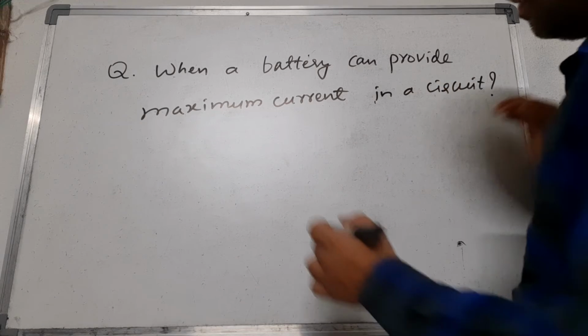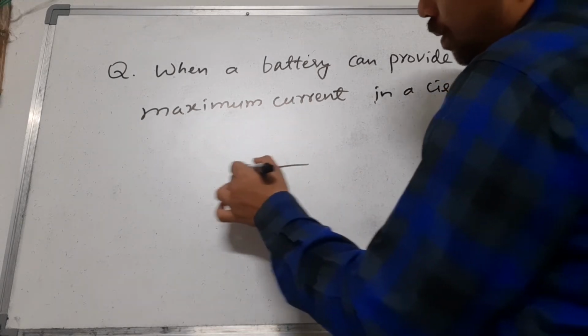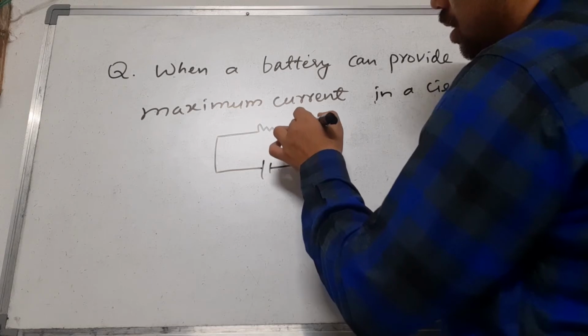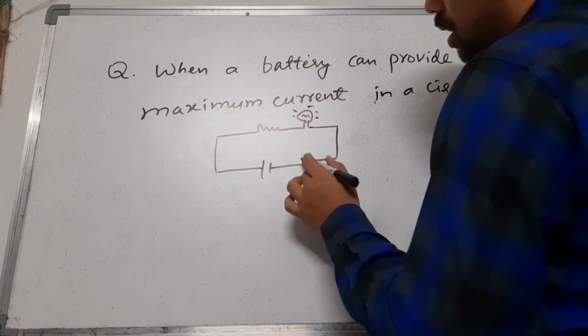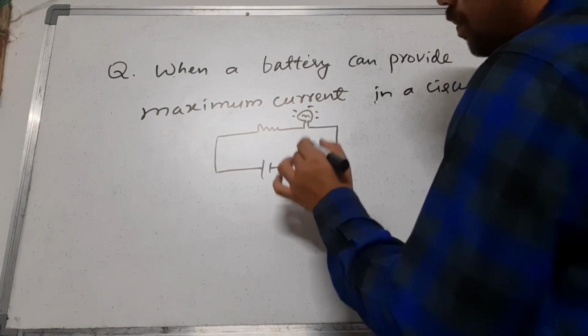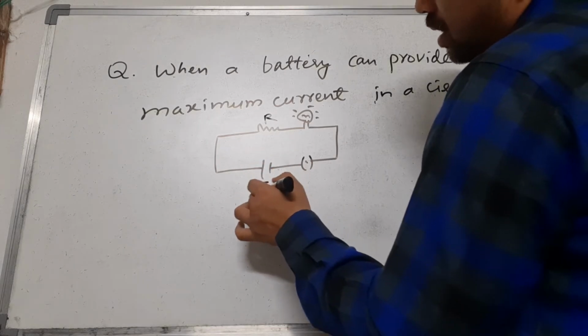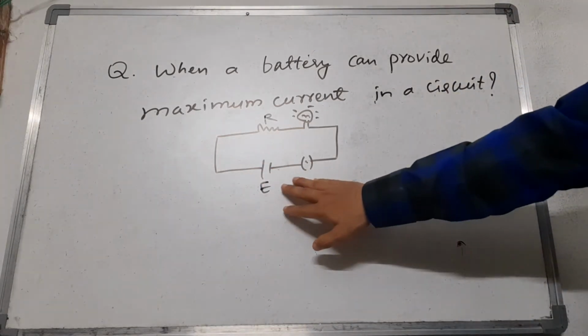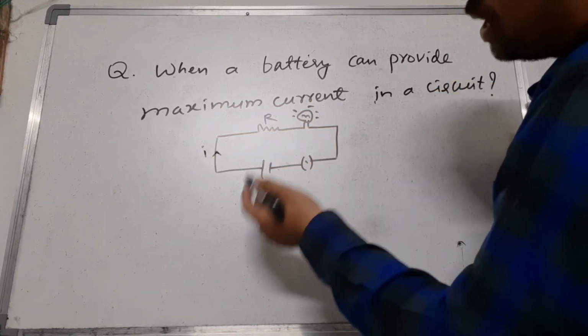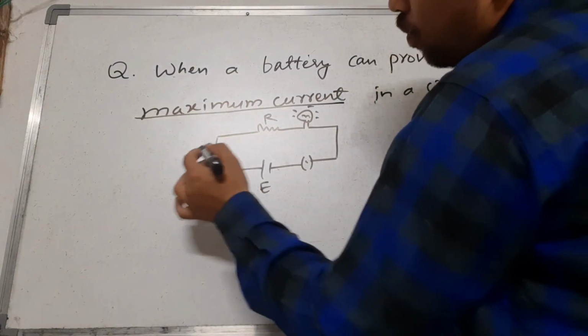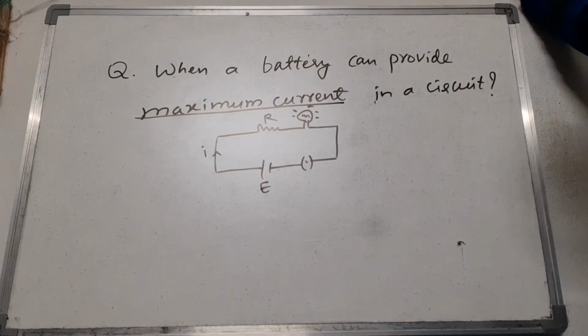When a battery is connected in the circuit, like this, one battery is connected, so the light is glowing, okay, everything is fine. But the question is, this is the resistance we have given and this is the EMF of the battery. Now when connected this battery in the circuit, is it giving a maximum current or not? If it is not giving, when it can give maximum current? If it is giving, why it is giving maximum current at this point? That is the question. Okay. So when a battery can give the maximum current, now we shall find out.